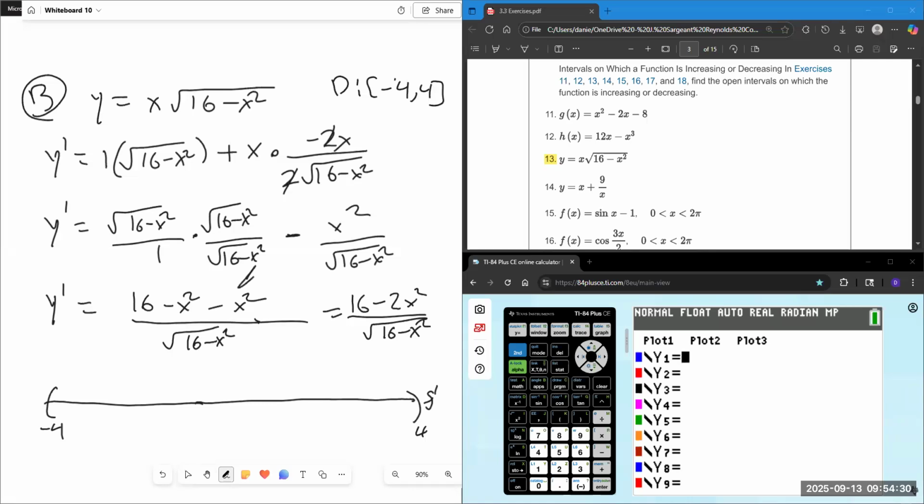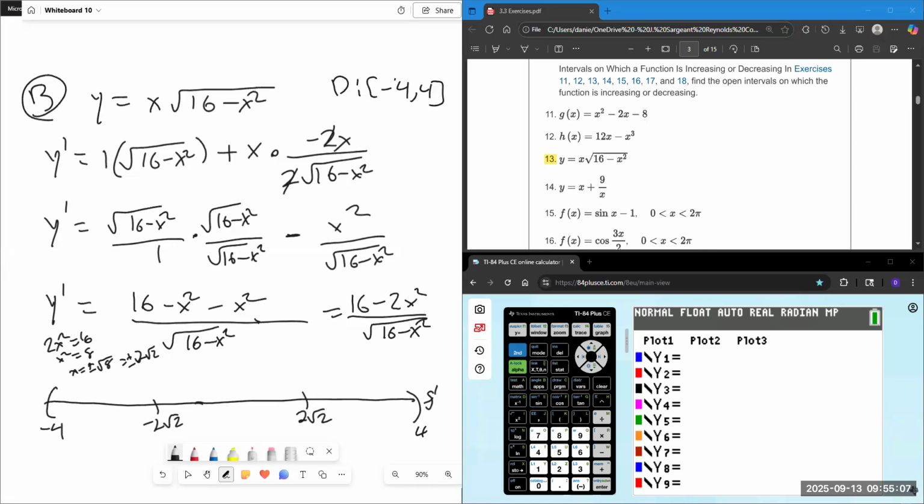So 2x squared is equal to 16, x squared is equal to 8. X is plus or minus root 8, which is plus or minus 2 root 2. So negative 2 root 2 is here, positive 2 root 2 is here.